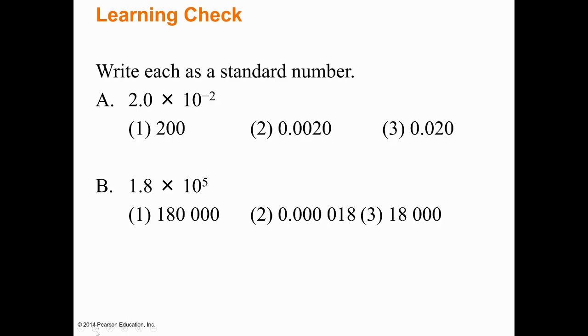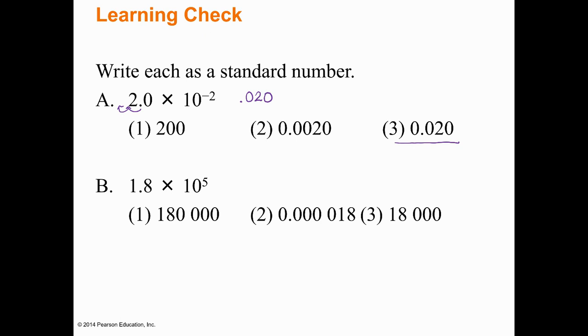Okay, going from scientific notation to a standard number, this is 2.0 times 10 to the negative 2. So it's small, right? So that has to be tiny. So I need to move this decimal this way. 1, 2. So that would be 0.020. So that would be this value.